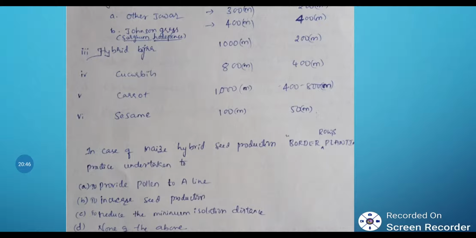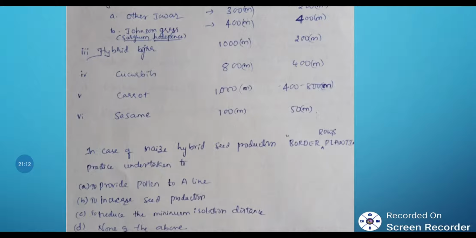Coming to bajra, hybrid bajra, it is 1000 meter for foundation and 200 meter for certified. In cucurbits, 800 meter for foundation and 400 meter for certified. In carrot, 1000 meter for foundation and 400 to 800 meter in certified. In sesamum, 100 meter in foundation and 50 meter in certified seed.